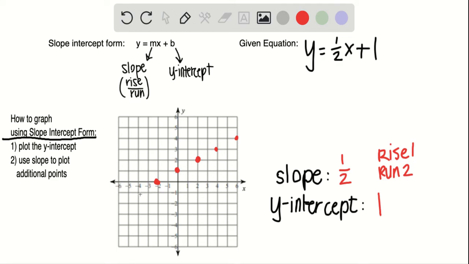1, 2. Once you have some points, you can go ahead and connect your points using a straight edge. I don't have a straight edge, so it's a little crooked. But hopefully on a piece of graph paper, it might look a little nicer for you.